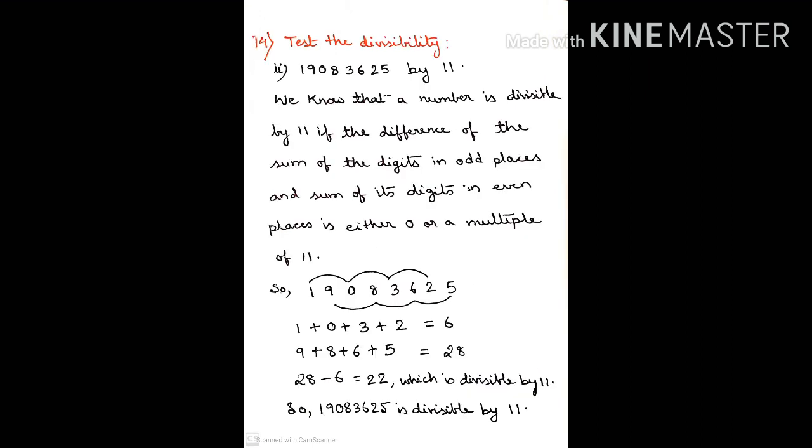Okay. So next is question number 14. Test the divisibility. I am again doing the divisibility test of 11, right? So the number is 1,90,83,620.